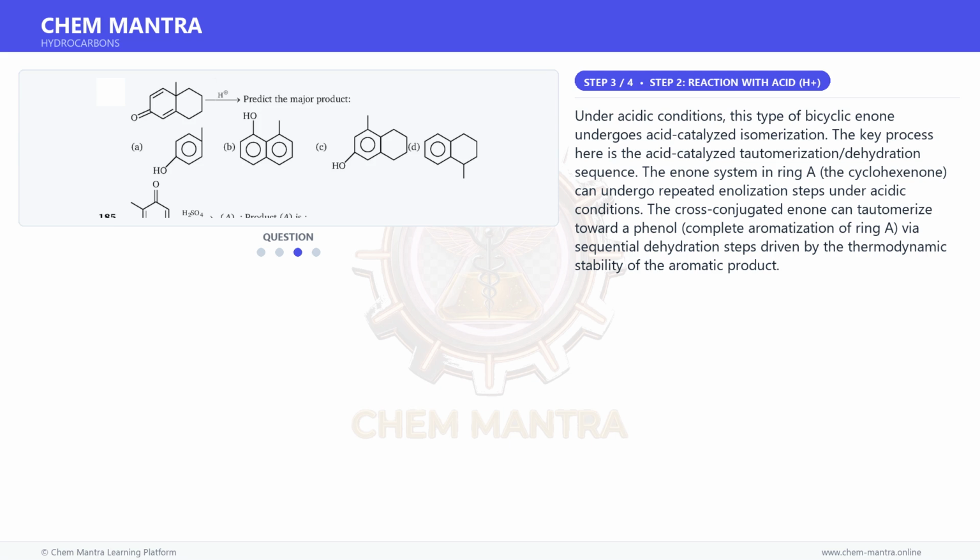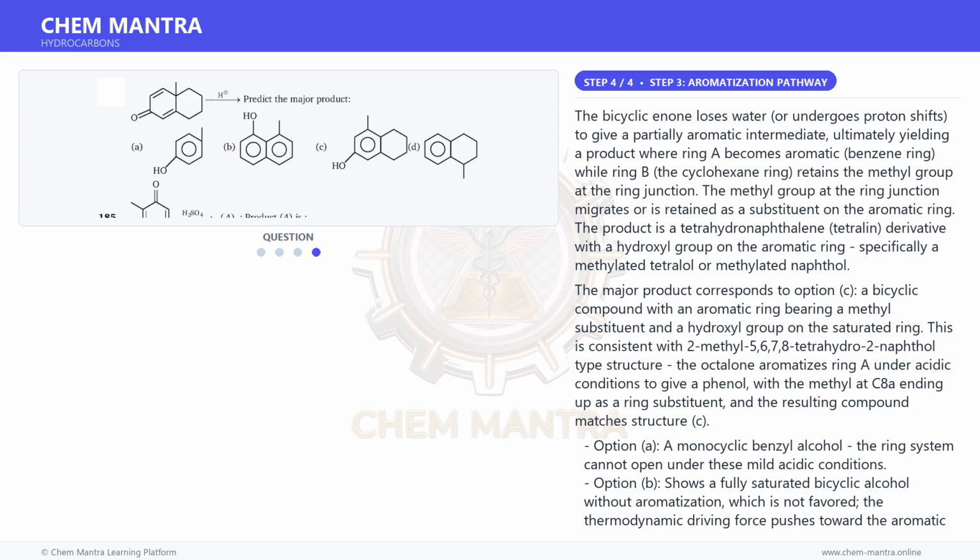The cross-conjugated enone can tautomerize toward a phenol, complete aromatization of ring A via sequential dehydration steps driven by the thermodynamic stability of the aromatic product. And for the final step, the bicyclic enone loses water or undergoes proton shifts to give a partially aromatic intermediate, ultimately yielding a product where ring A becomes aromatic, a benzene ring, while ring B, the cyclohexane ring, retains the methyl group at the ring junction.